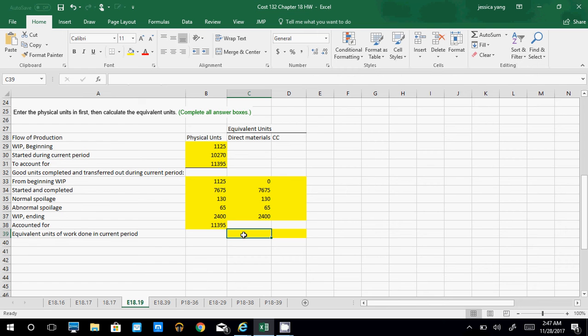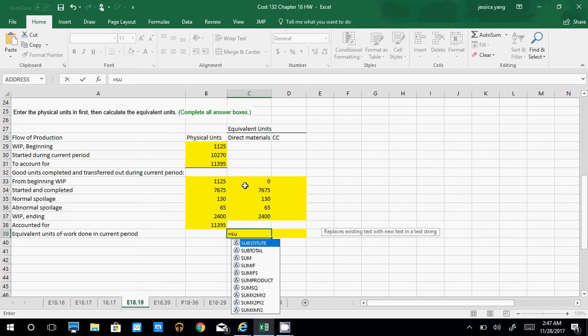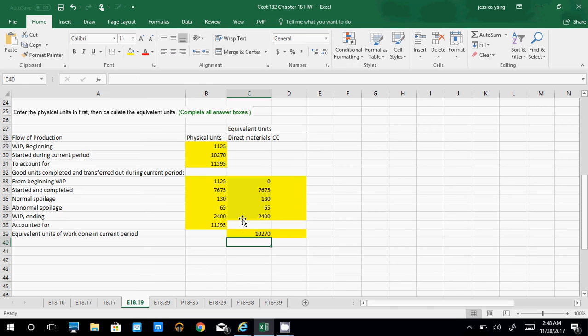Now, to get the equivalent units of work done in the current period, we sum up beginning work in process 0 units, plus started and completed units of 7,675 units, plus normal spoilage of 130 units, plus abnormal spoilage of 65 units, plus work in process ending of 2,400 units, to get a total of 10,270 units.